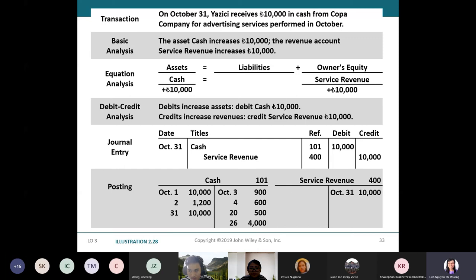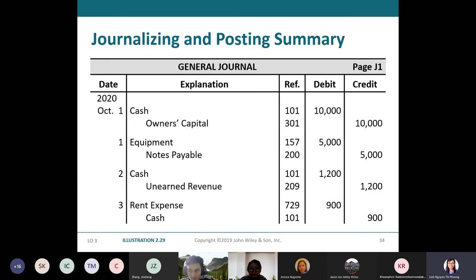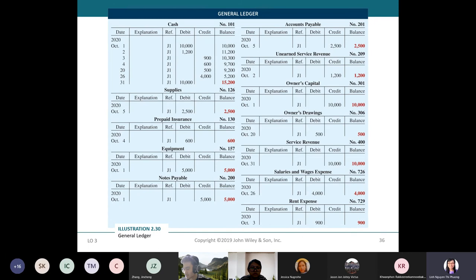So this will be the summary of your journal. In the journal, you will have all of these transactions. This is the summary of all the things we did just now. After they prepare the journal, they will pass it to the ledgers. These are all the ledgers that you have. Did you see the red one? This is the ending balance of all the accounts, all the ledgers. So at the end of the month, we will take the ending balance here to prepare the trial balance, all right?